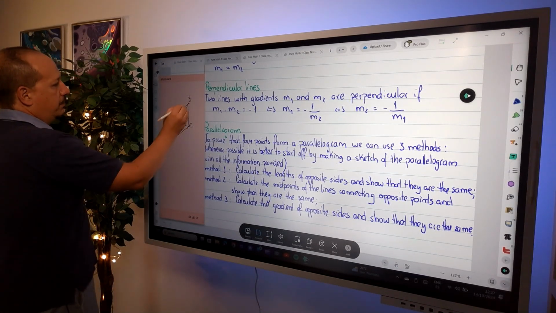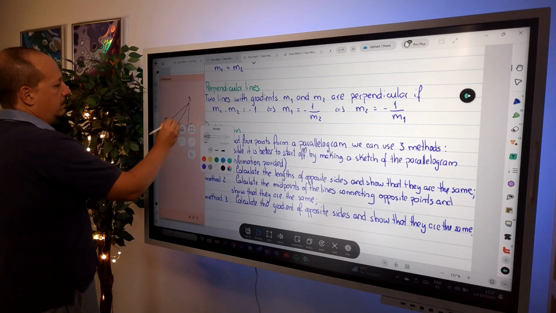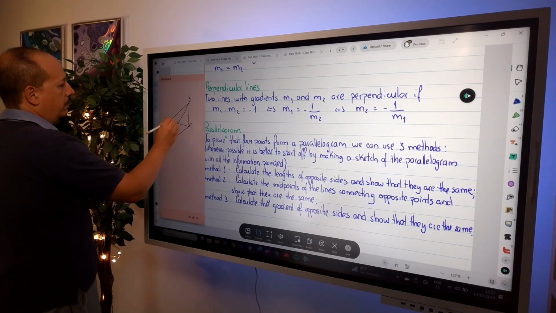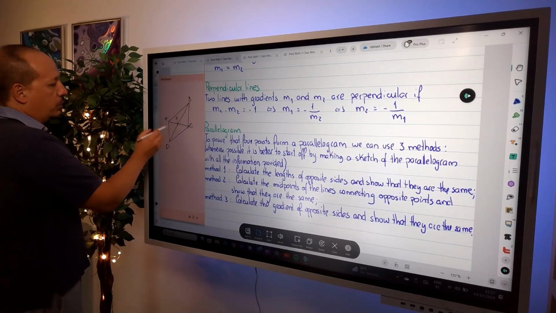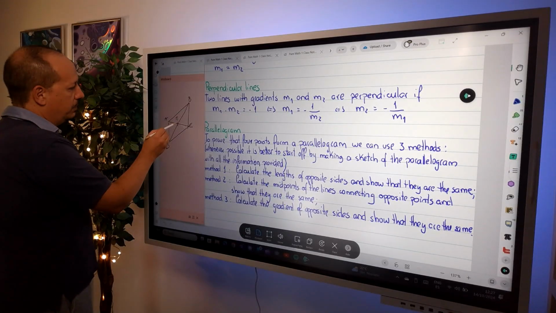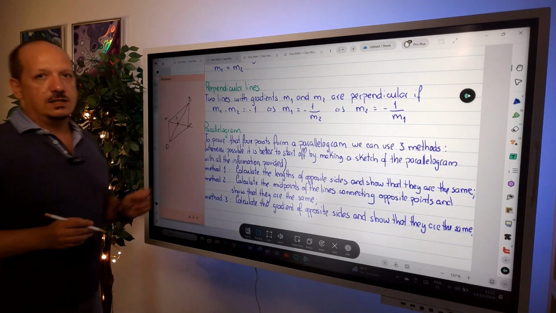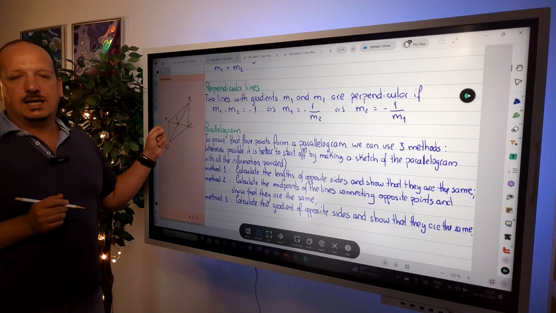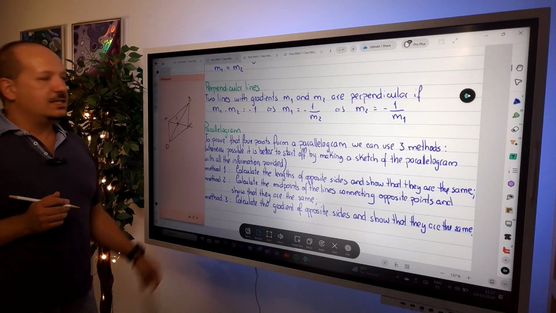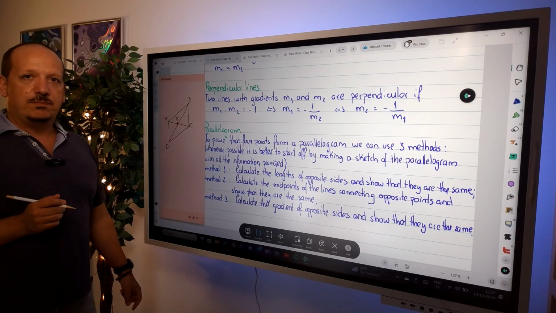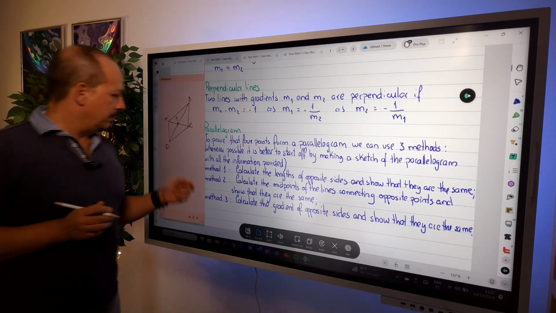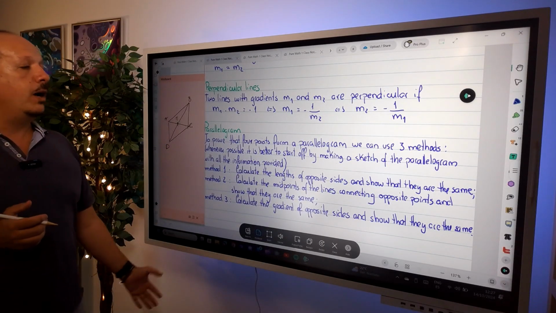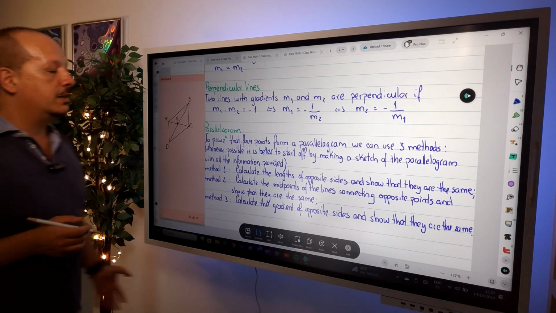If you calculate the midpoint of BD over here, and if you calculate the midpoint of AC, which is over here, and if you see that the coordinates are exactly the same, you have proven that this is a parallelogram. This is method 2. Method 3, calculate the gradient of opposite sides and show that they are the same.